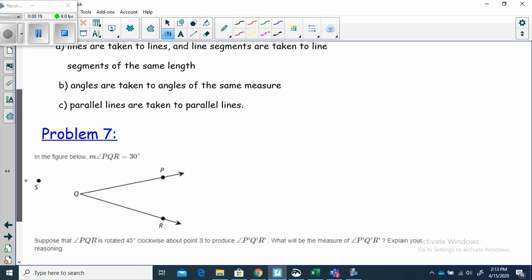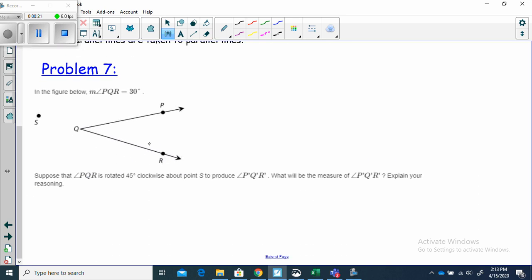Problem 7 says, in the figure below, the measure of angle PQR. Remember, when you're reading an angle, the center is where it bends. It's the vertex. And it's like a roadmap: you go from P to Q to R. The measure of this angle here, it says, is 30 degrees.